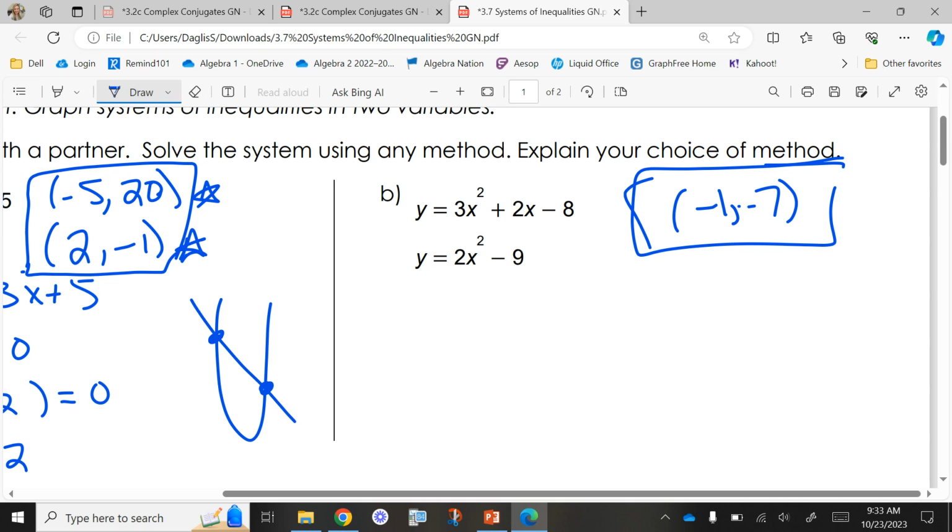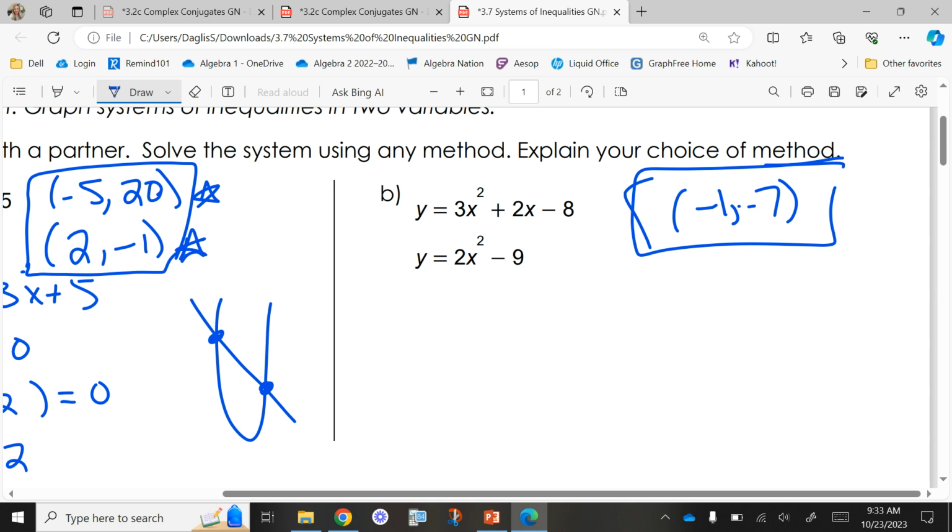I did elimination personally with this one. Did someone do something differently? Did you do substitution again? Did you graph it? I graphed it. You graphed it again? Okay. How do we want to see it? Because I see lots of confused faces. So do you want to see elimination or substitution? You want to see elimination?